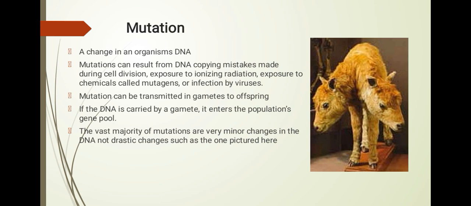Next is about mutation, a change in an organism's DNA. Mutations can result from DNA copying mistakes made during cell division, exposure to ionizing radiation, exposure to chemicals called mutagens, or infection by viruses. Mutation can be transmitted in gametes to offspring. If the DNA is carried by a gamete, it enters the population's gene pool. The vast majority of mutations are very minor changes in the DNA that do not drastically change the organism, such as the one pictured here.